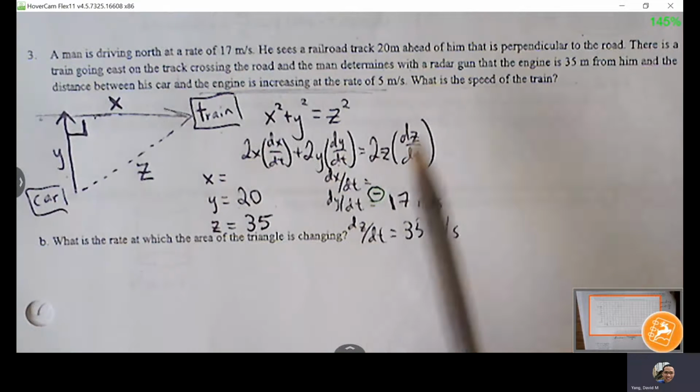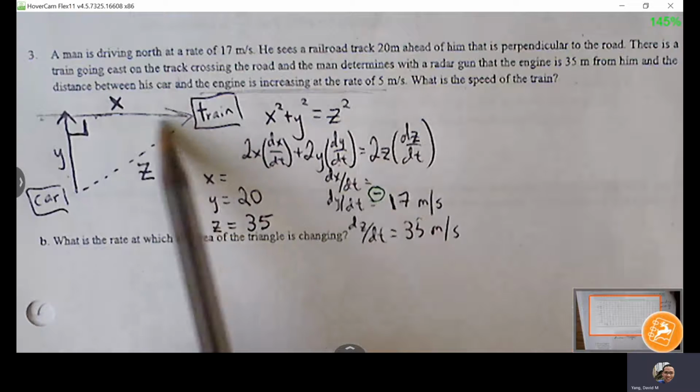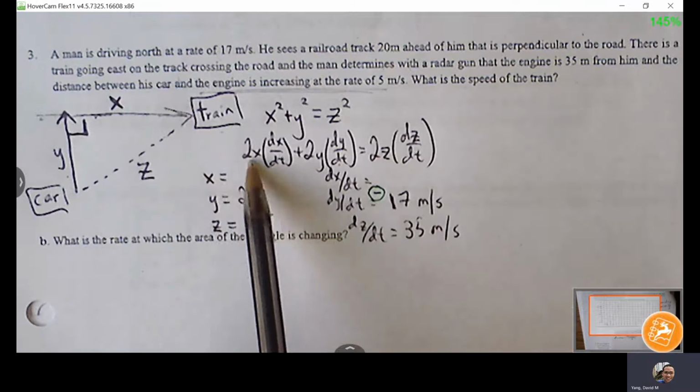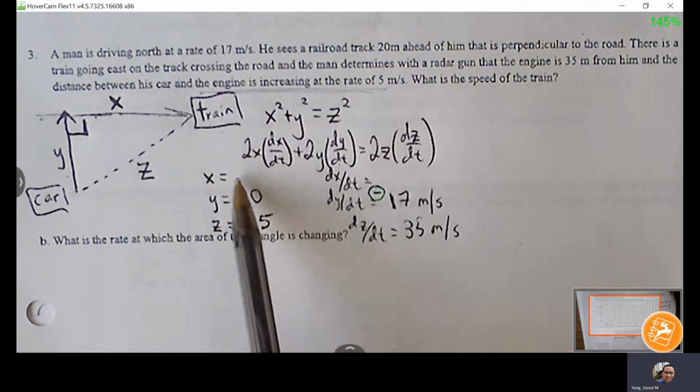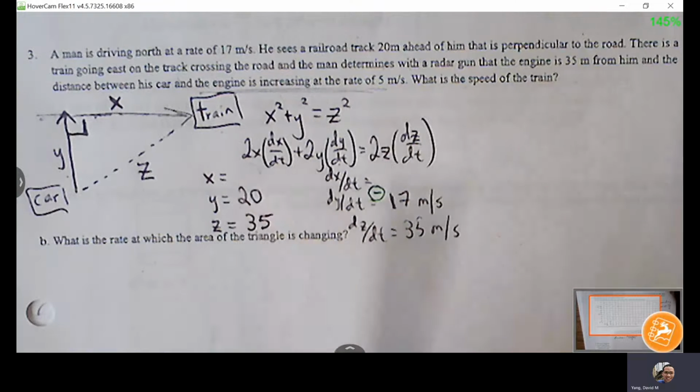Okay, what is the speed of the train? So we're just looking for dx/dt, right? We do need to find x first, though. How can we find x? Using the Pythagorean theorem. Yeah.